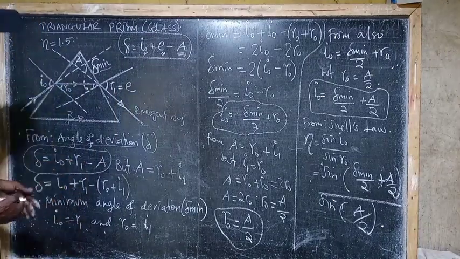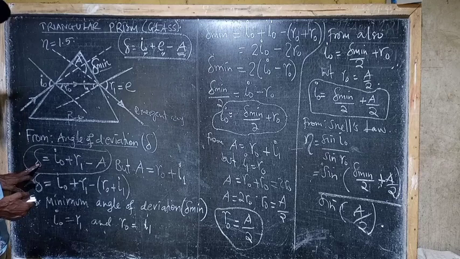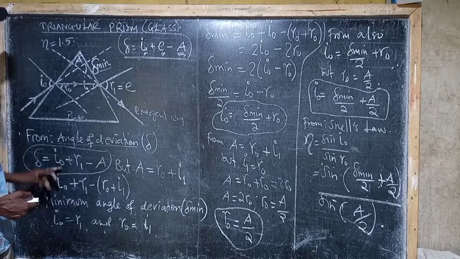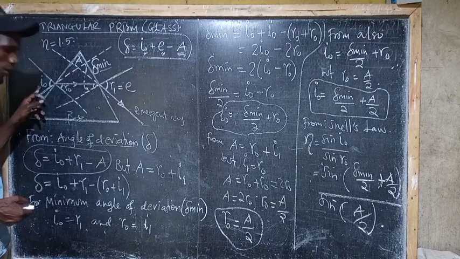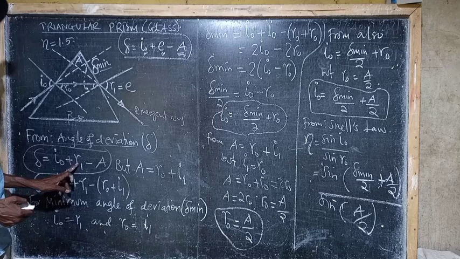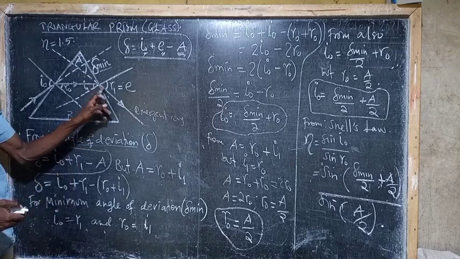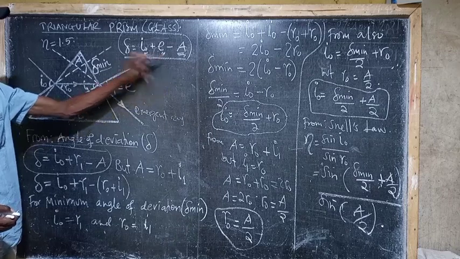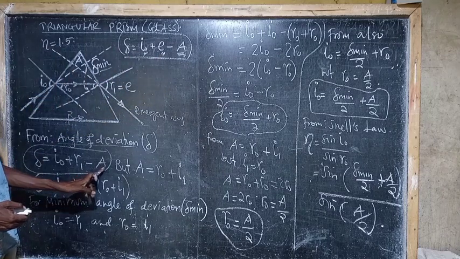Kwa hiyo ukiangalia hapa, tutakuwa na angle of deviation is equal to the instant angle for the first refracting surface plus emergent angle or angle of refraction to the second refracting surface. In other words, it is called emergent angle. And then minus angle of prism, that is A.